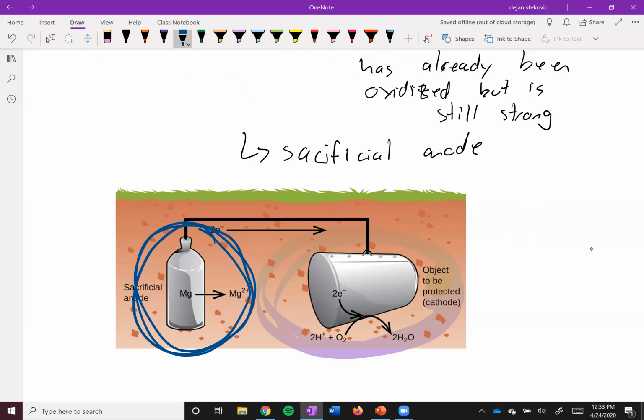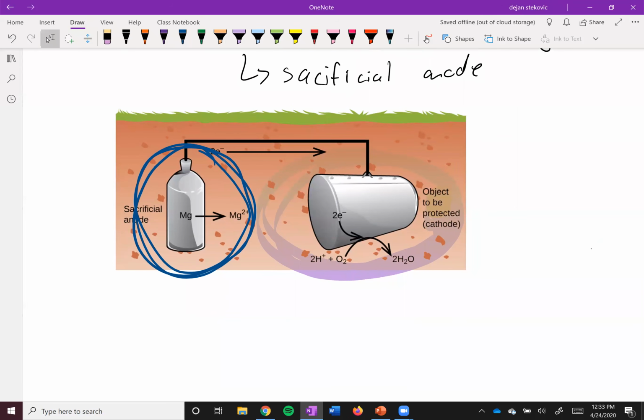And so the only thing with a sacrificial anode is that it has to be replaced every now and then because it gets used up. The most common place this is used is in a hot water heater. So if you have a hot water heater, every couple of years or so, you need to replace the sacrificial anode because it gets used up.